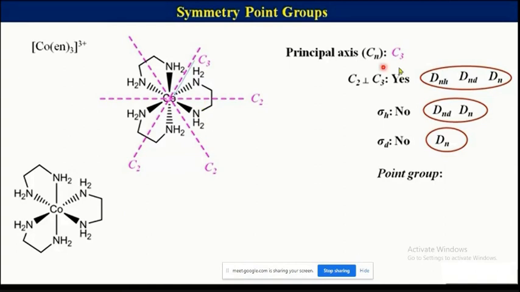So what are the point groups that can be possible? DNH, DND and DN. Now the next job is sigma H. Always remember, in such type of molecules sigma H cannot be present. So what are the other probabilities? It can be DND and DN, right? Now, is sigma D present or not?